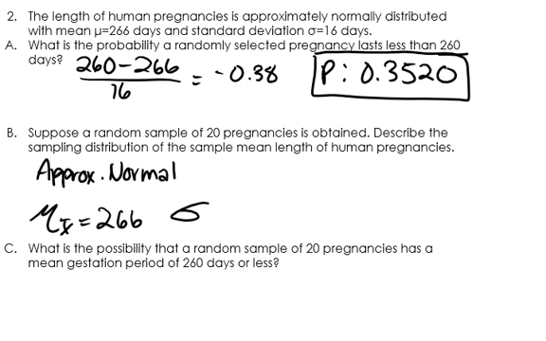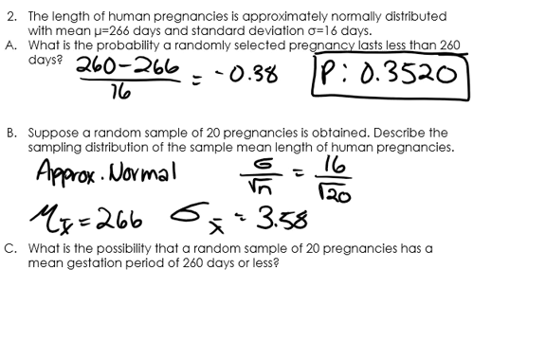Now for the standard deviation, we're going to do the standard deviation of the population divided by the square root of n, of the sample n. So when we plug it in, we have 16 divided by the square root of 20. And when you solve it, we're going to have a standard deviation of 3.58.